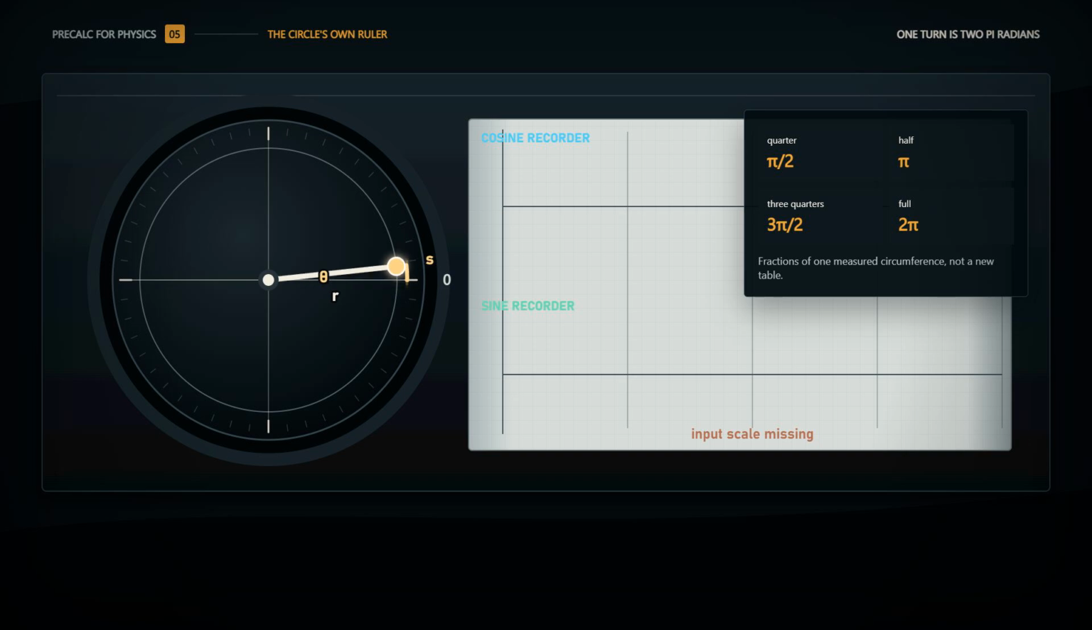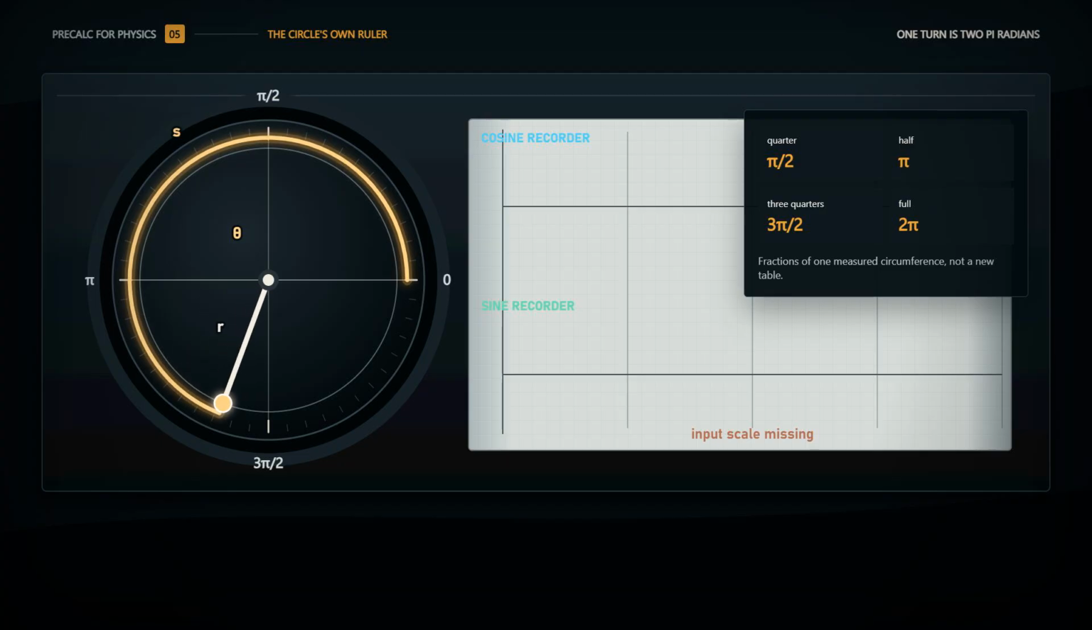A quarter turn is pi over 2. Half a turn is pi radians. 3/4 is 3 pi over 2. One full turn is 2 pi. These are not a new table to memorize. Each mark is a fraction of the measured circumference.